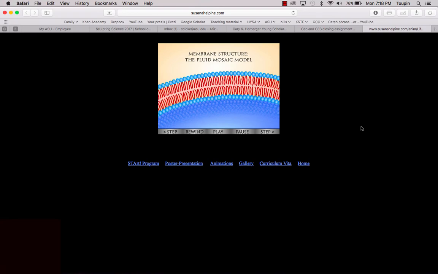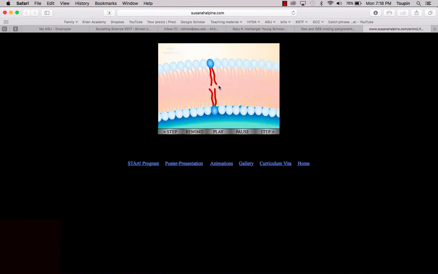Okay, so here you can see the membrane structure according to the fluid mosaic model. You can see the cellular membrane, the phospholipid bilayer. Here are the hydrophobic tails in the center. They're facing each other, which should tell you that water is going to be on this side of the cell, in whatever matrix it's floating in, and then cytoplasm is inside the cell.